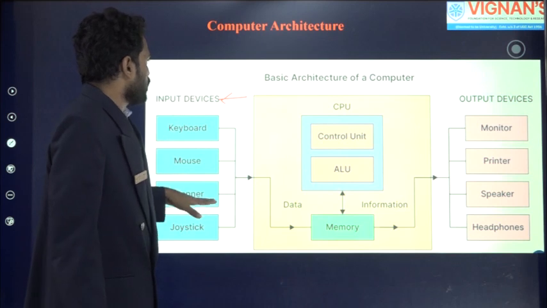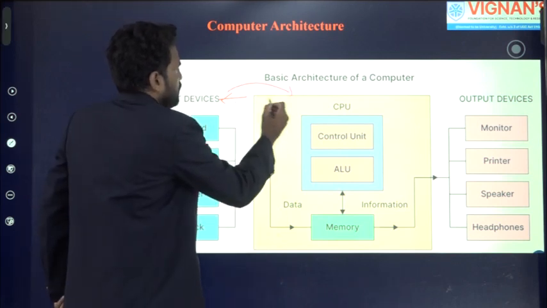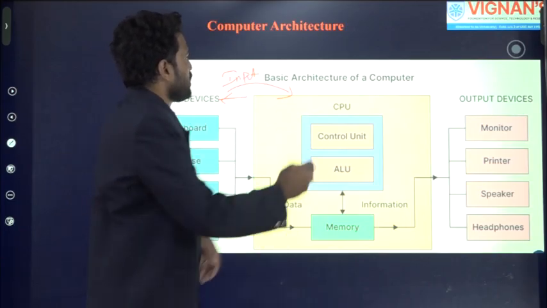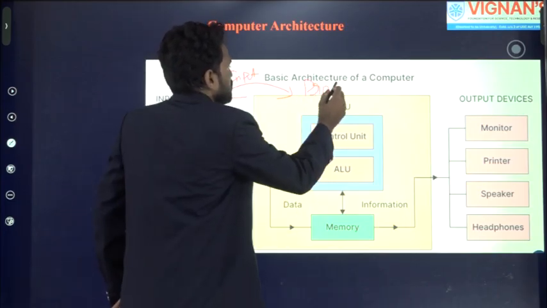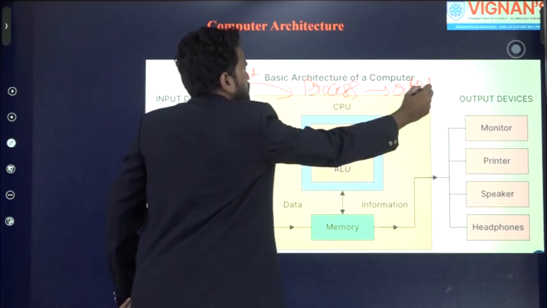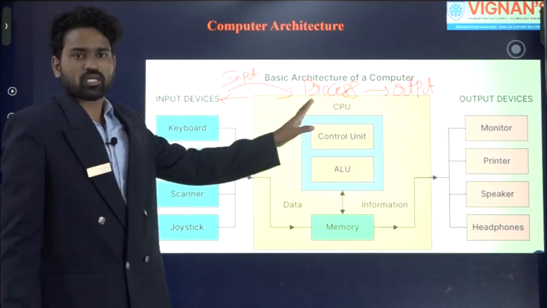So input devices are going to give input to the CPU. We will pass input, then this will do some process, then we will get our output here. So this is the general process of the architecture.